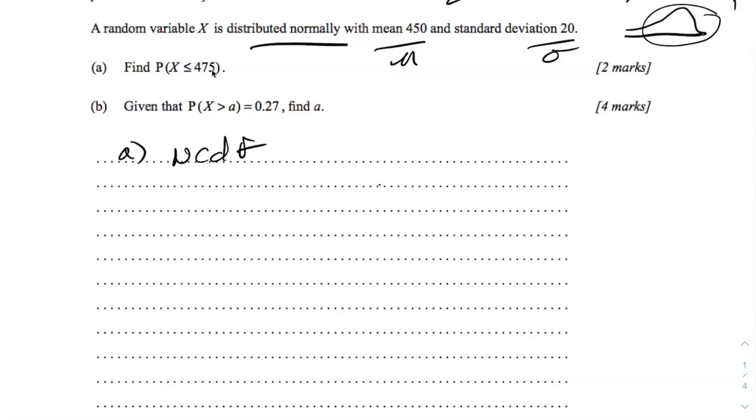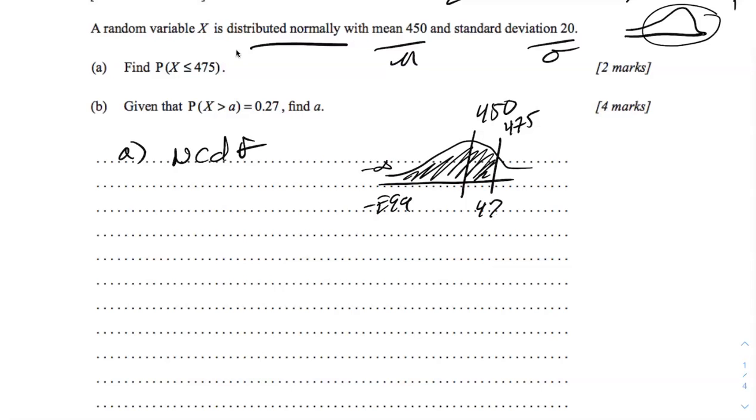I like to draw it to know what I'm talking about. So here's my normal curve. The mean is 450. And we want to be less than 475. So 475 would be further than 450. And you want less than, so you want anything below this. Something like that. So all we're going to do here is find that. So I'm going to go from negative infinity, which we don't have, so we do negative E99, to 475, mean, standard deviation. So we're going to plug that all into our calculator.